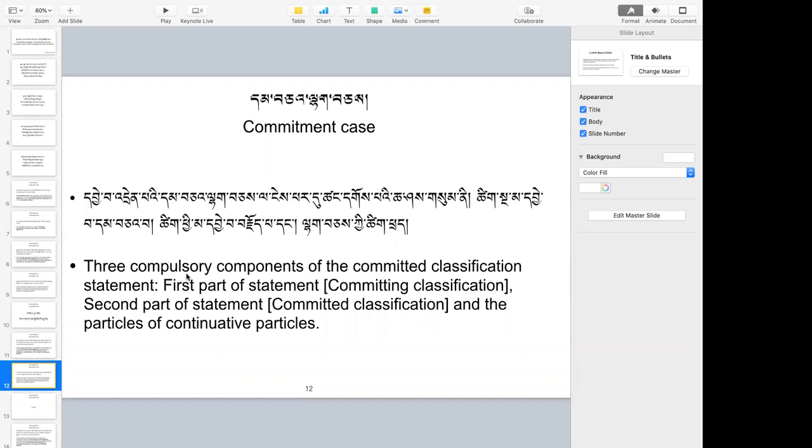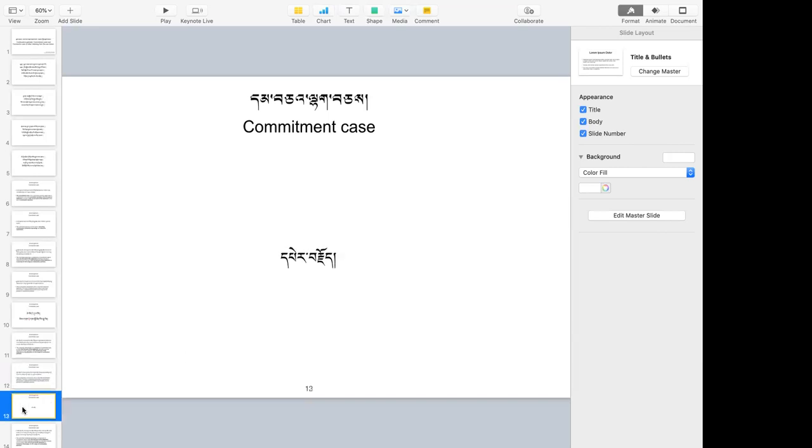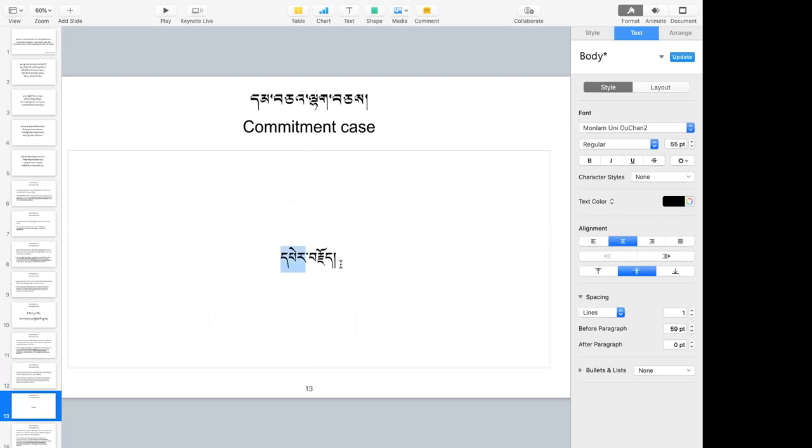The first part, which is committing, which is written in a way to emphasize that it's going to provide the classification. The second part of statement, which is the committed classification. And the third portion is the continuative particle. So let me state an example.